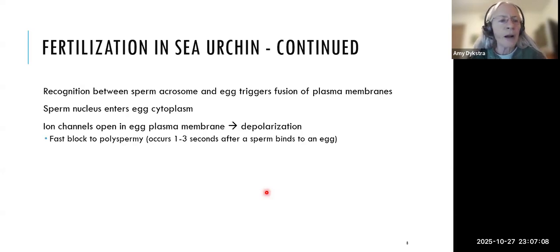Also, what is triggered is some opening of some ion channels in the egg plasma membrane. This allows ions to rush into the inside of the egg, and this depolarizes the membrane, very similar to what might happen in a neuron. So we have an electrical depolarization. This depolarization makes it impossible for other sperms to enter the egg. And so this is called a fast block to polyspermy. Polyspermy would be if multiple sperms enter the same egg.